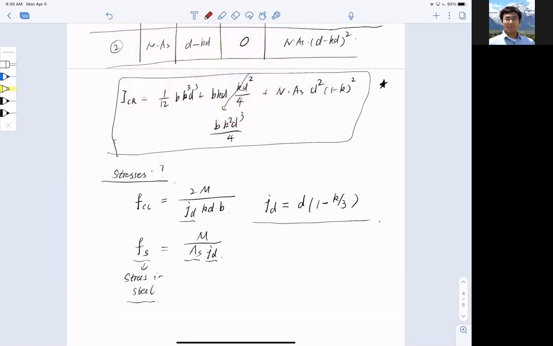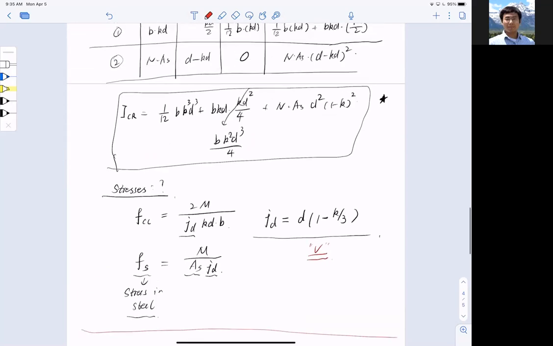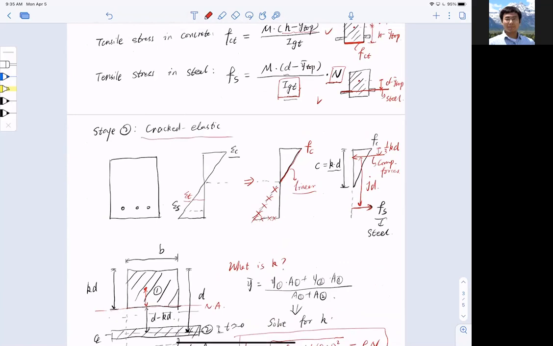For all these equations, you just need to remember them. So that, ladies and gentlemen, is the stresses for the cracked elastic. I just want to emphasize, when we say cracked elastic, the definition of elastic means the stress in the compressive zone of the concrete is elastic, meaning it's linear. That's the reason why we have elastic in it.